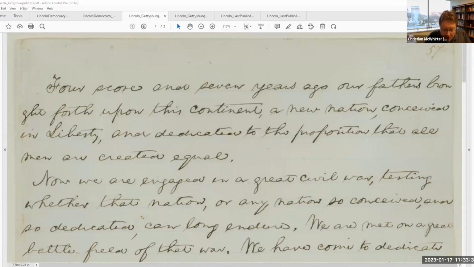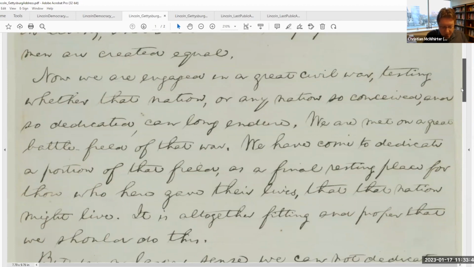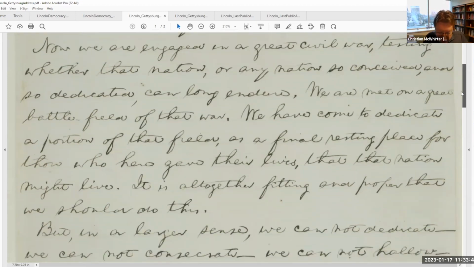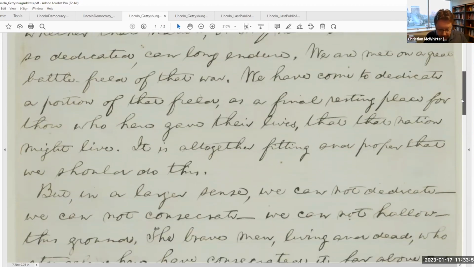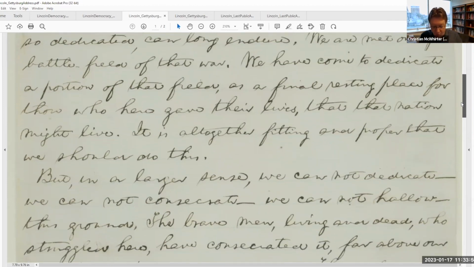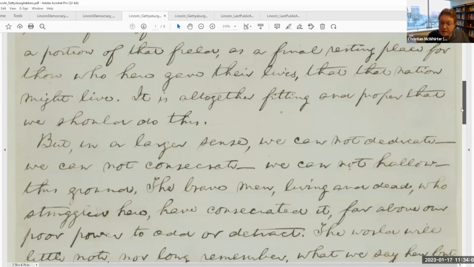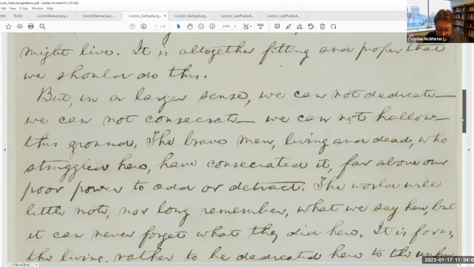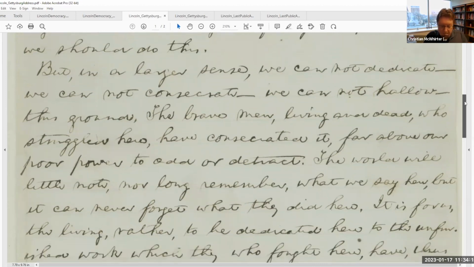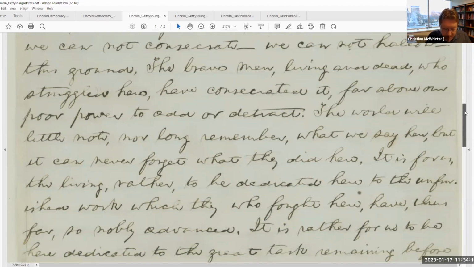Four score and seven years ago, our fathers brought forth upon this continent a new nation, conceived in liberty and dedicated to the proposition that all men are created equal. Now we are engaged in a great civil war, testing whether that nation or any nation so conceived and so dedicated can long endure. We are met on a great battlefield of that war. We have come to dedicate a portion of that field as a final resting place for those who here gave their lives that that nation might live. It is altogether fitting and proper that we should do this. But in a larger sense, we cannot dedicate, we cannot consecrate, we cannot hallow this ground.